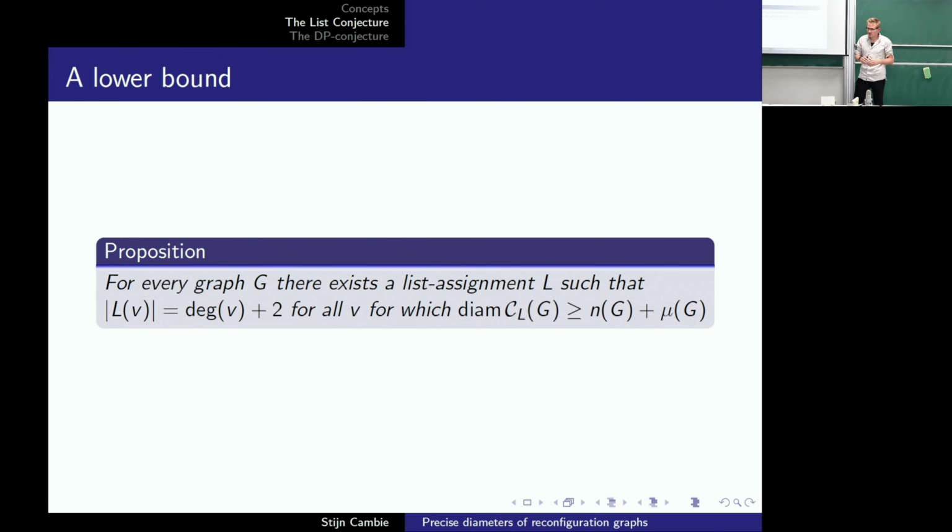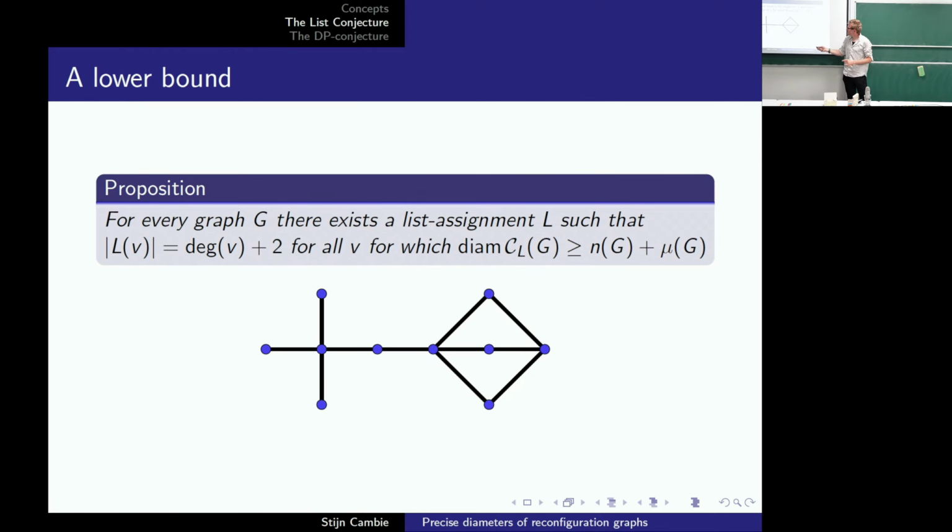And in general, for list colorings, you even can prove that for every graph G, you can construct a list of size precisely degree V plus 2 for every vertex V, such that the diameter of your list reconfiguration graph is at least the number of vertices, which is the trivial number of recolorings if you just pick 2 colorings such that every vertex has a different color under alpha and under beta, plus some additional ones, mu, the matching number, since the matching number denotes the maximum number of independent edges, and you want to have edges such that the colors switch, as mentioned before.